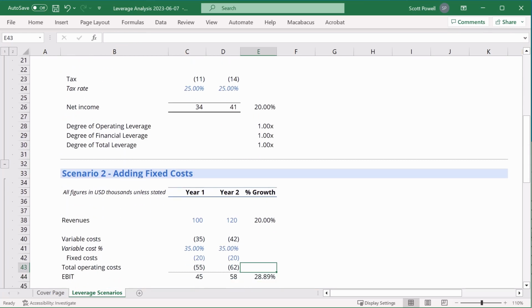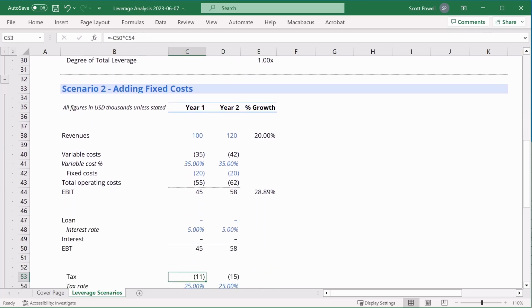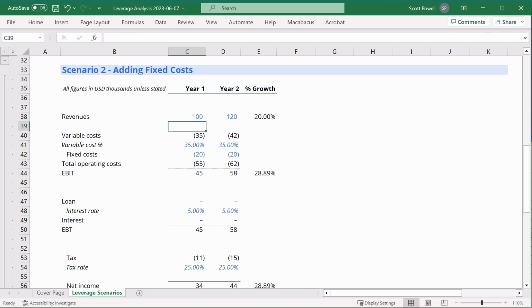When we add fixed costs, let me scroll up so you can see it all. There's still our revenues going up by 20%. But we've taken the 55 that was all variable costs and made part of it fixed cost. So that the 35 that's left is a variable cost of 35%. Now, what happens when we grow our revenues? Well, our fixed costs don't change. Of course, our variable costs do, but now we have some operating leverage.